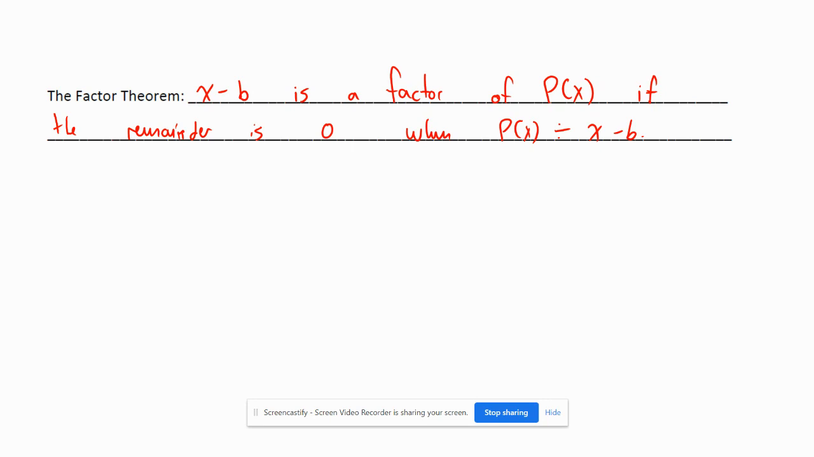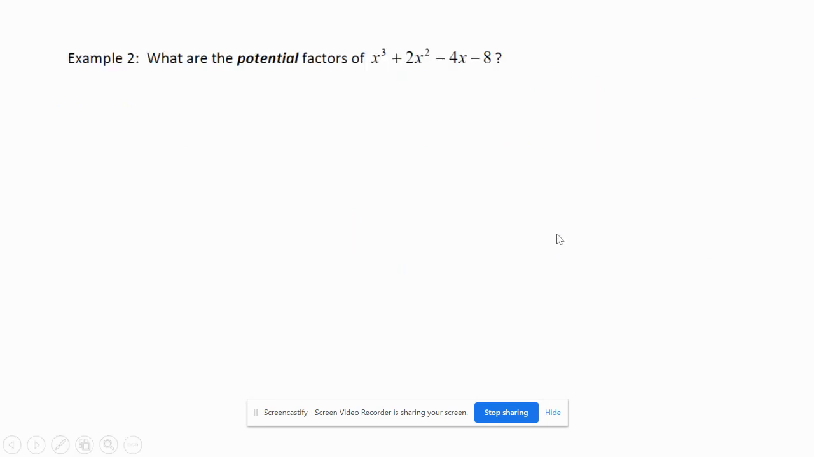So what this says is that x minus b is a factor of p of x if the remainder is 0 when you go p of x divided by x minus b. Here's another way of writing this. We talked about the remainder theorem. If you're dividing p of x by x minus b, and you take that b value and put it in for the x's, that gives you the remainder. Well, if that remainder is equal to 0, that tells us that x minus b is a factor of p of x. So this is what the factor theorem says.